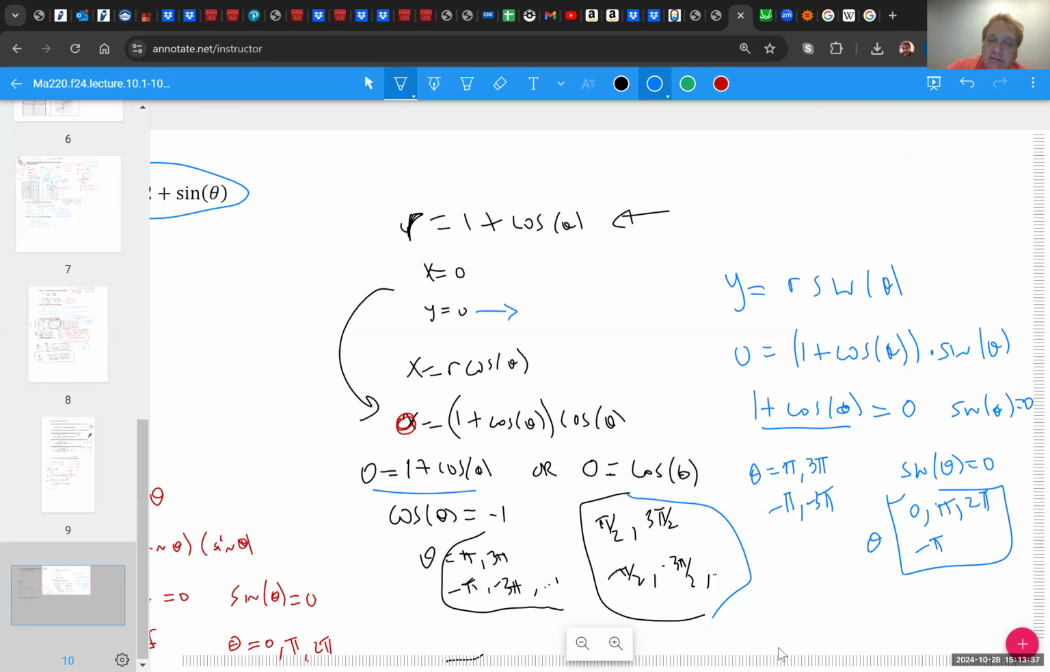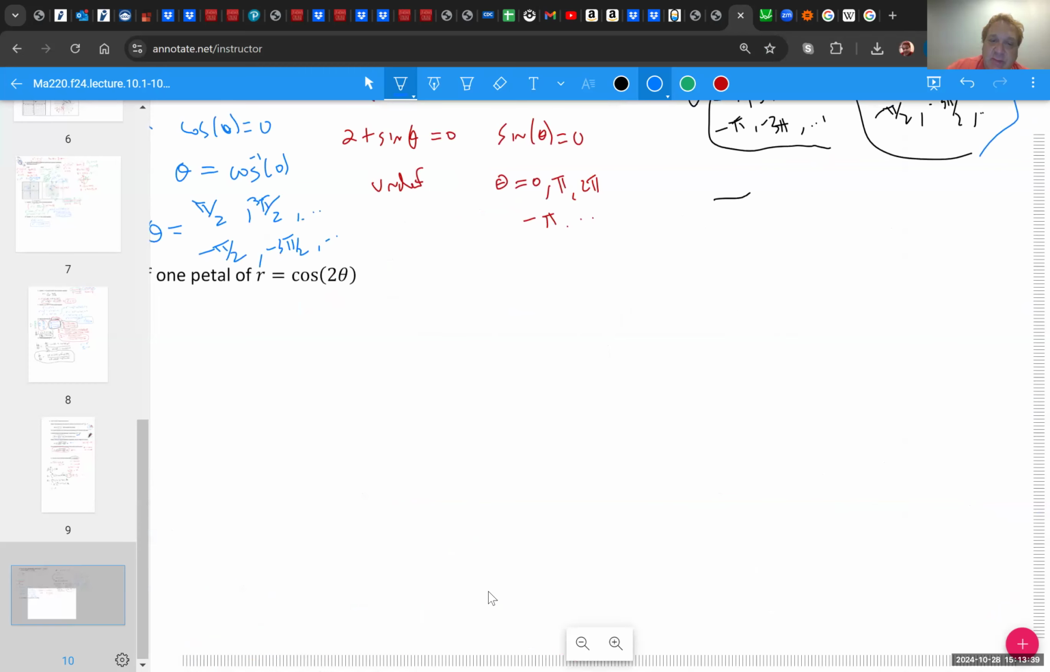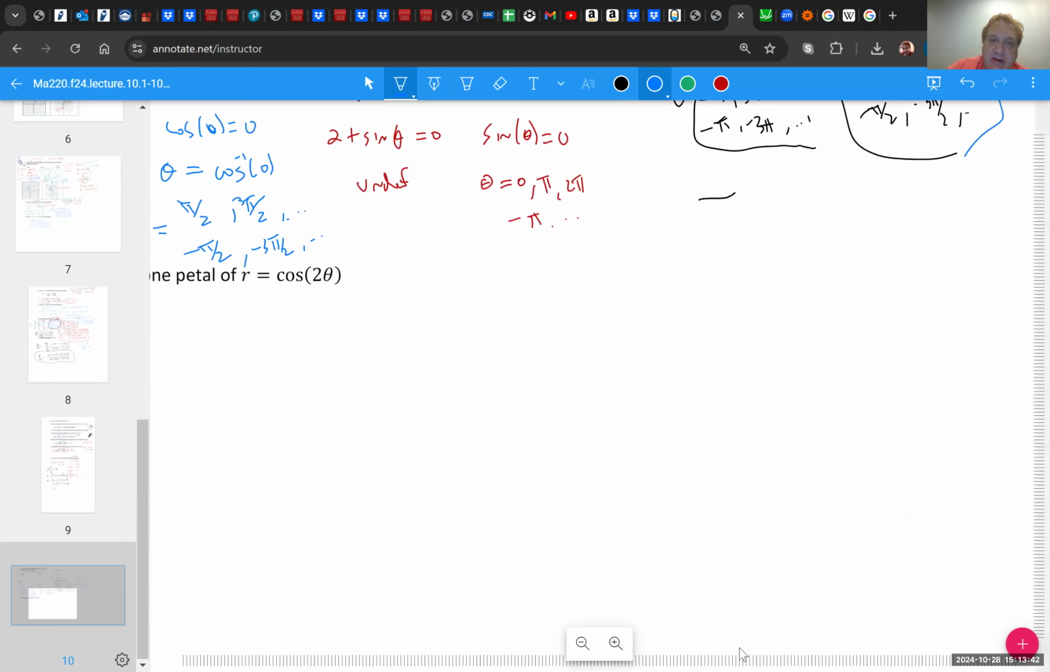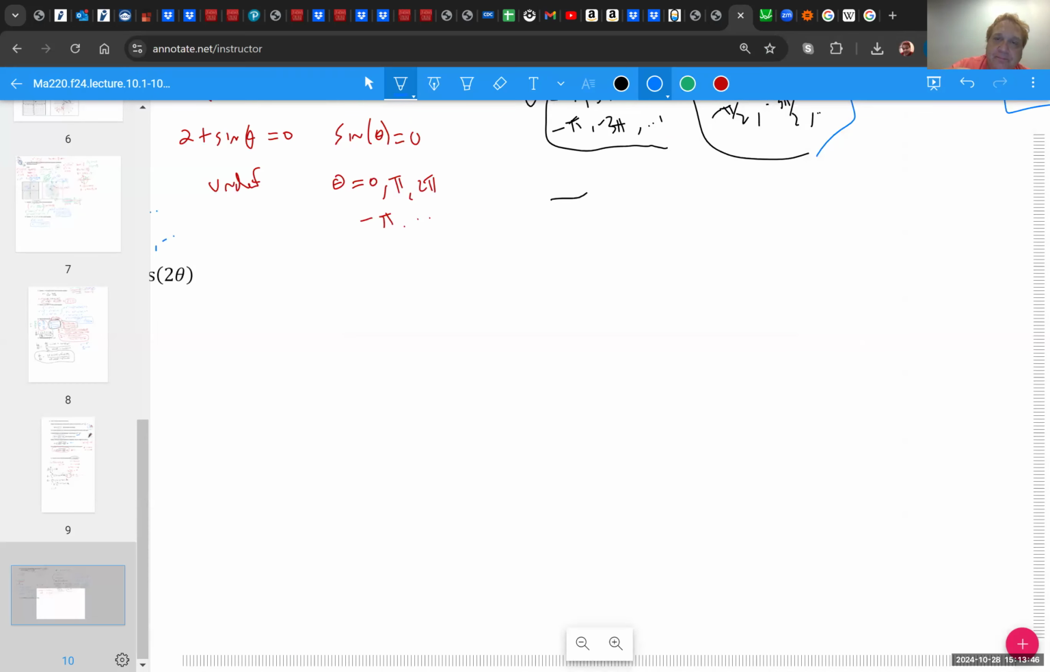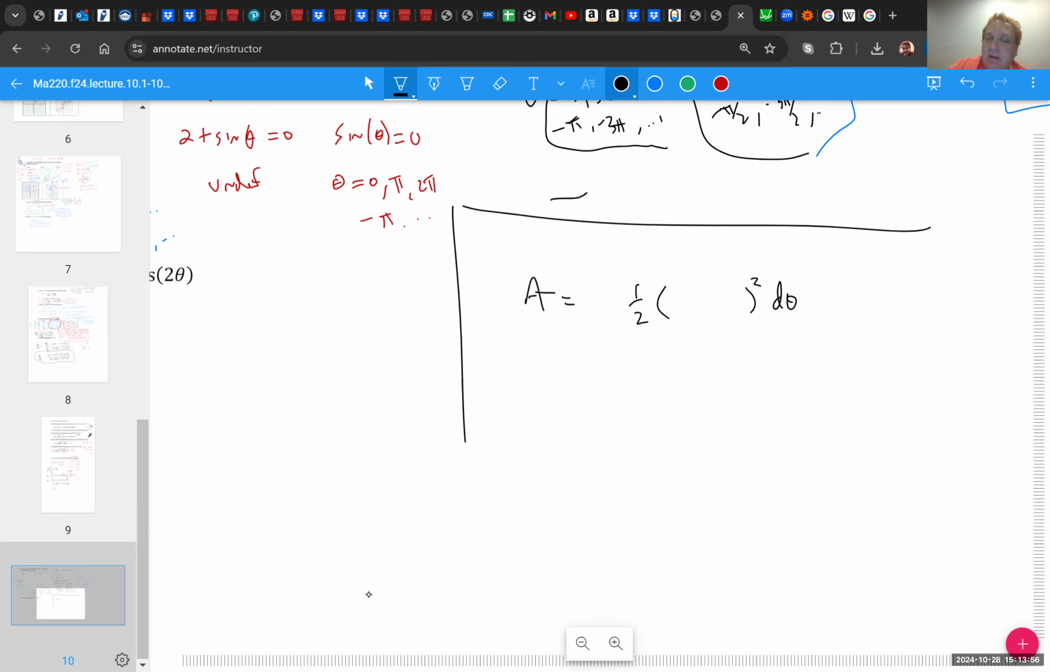So what is the rest of this now? I don't have space because this one's over here, but I'll just make space over here. So area, you remember the area is 1/2 r squared d theta. And I have to subtract off the outer area minus the inner area. So it's going to be sort of the inner radius, outer radius.